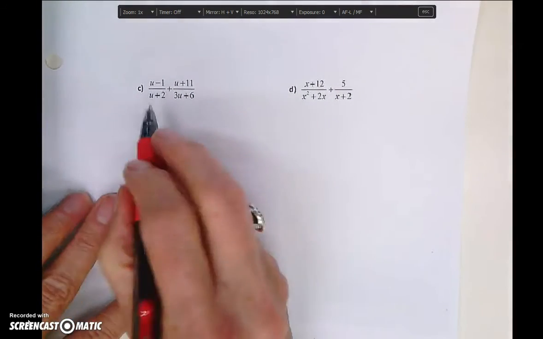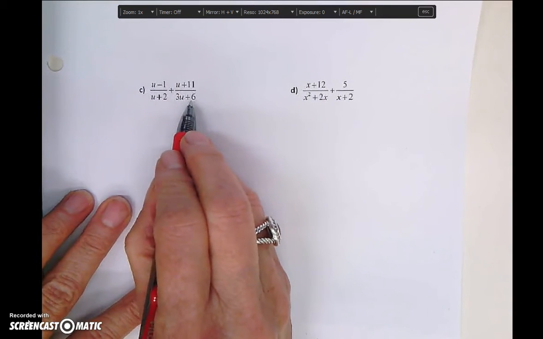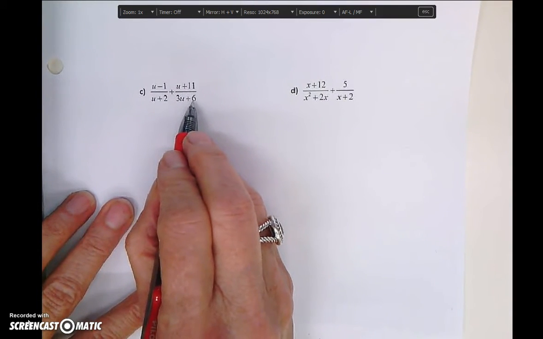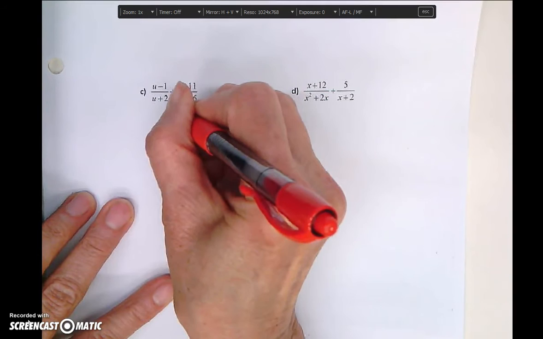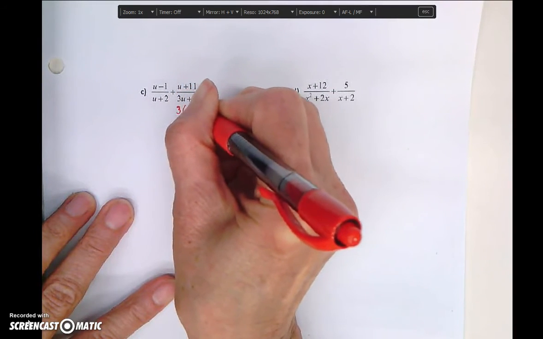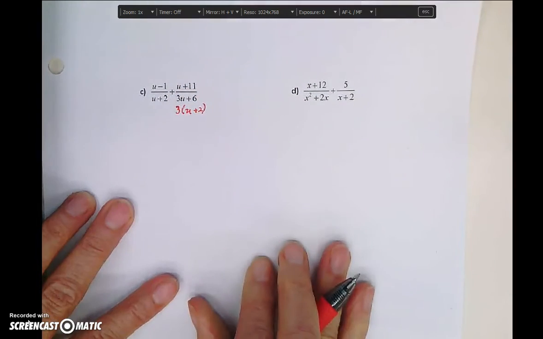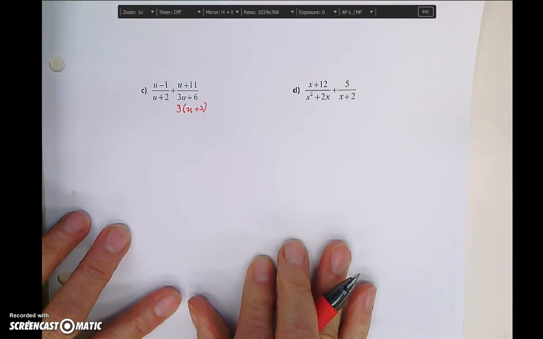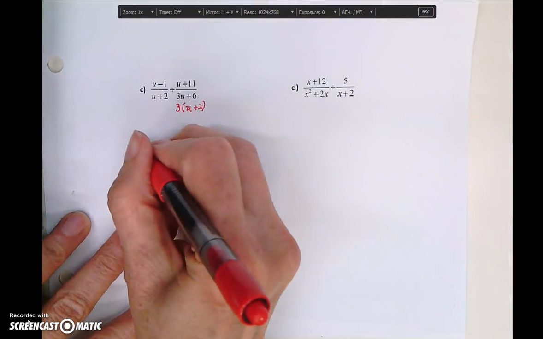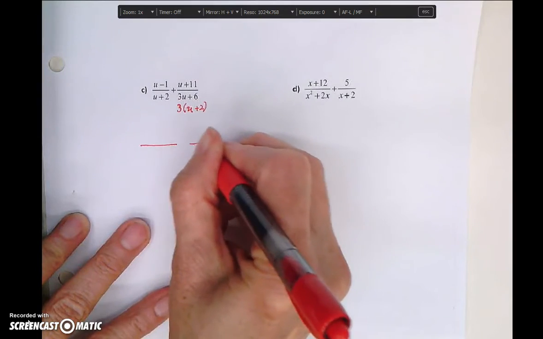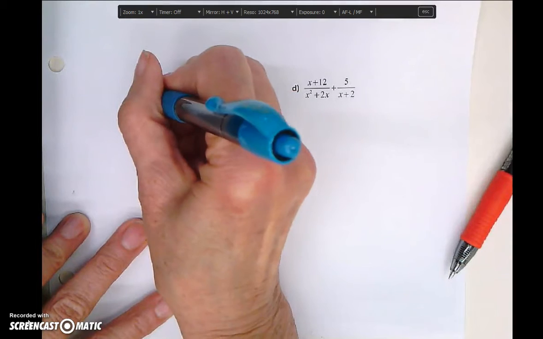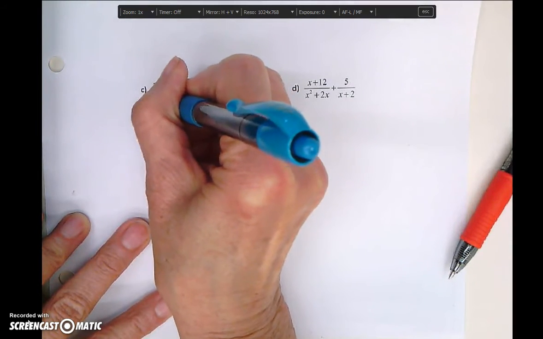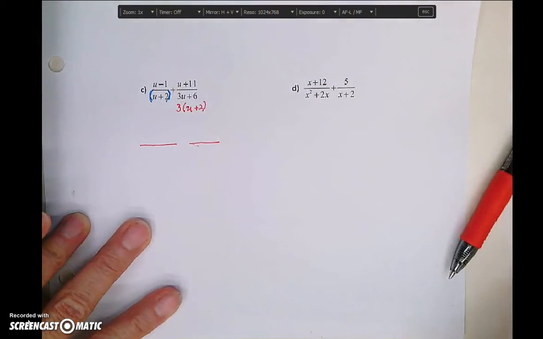So for C, I have a u plus 2 and a 3u plus 6. So I need to factor my denominator to make it simpler. So this is going to be a 3 times u plus 2. So important, you need to factor. All right, so now when I look for my common denominator, I know I need to have, and again, remember that when you have a plus, it is a group. So I'm going to group these two things together there.